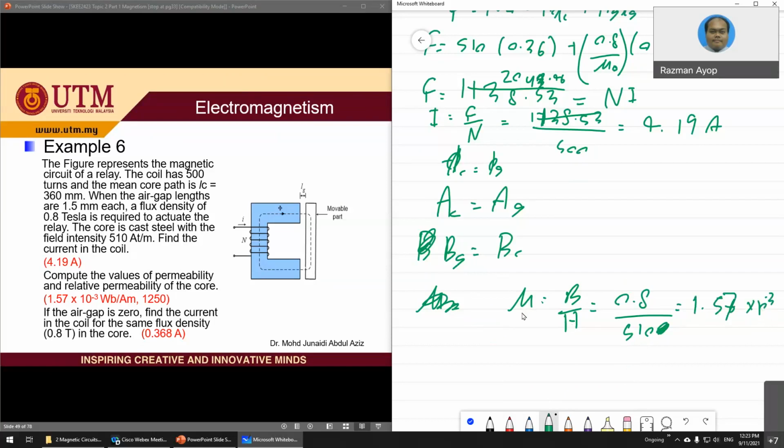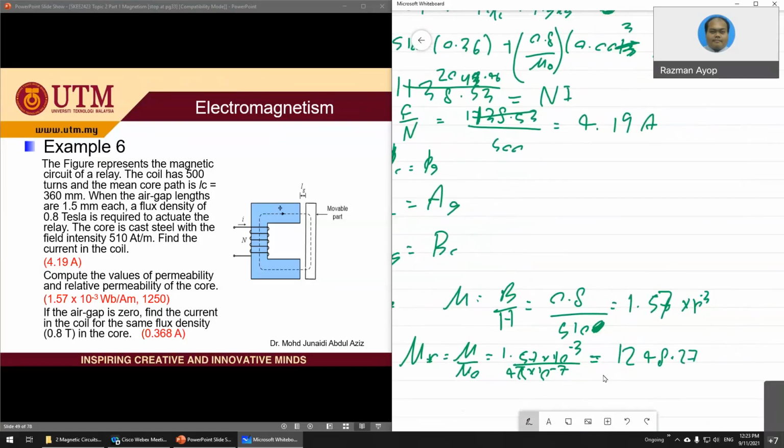Okay, so this is the permeability, and mu r is equal to mu divided by mu naught. So this one is 1.57 multiplied by 10 negative 3 divided by 4 pi multiplied by 10 negative 7. And the answer is, the relative permeability is 1248.27. The unit of permeability is Weber per ampere meter, actually ampere per meter for H. Make sure you differentiate this. For mu r, there is no unit.